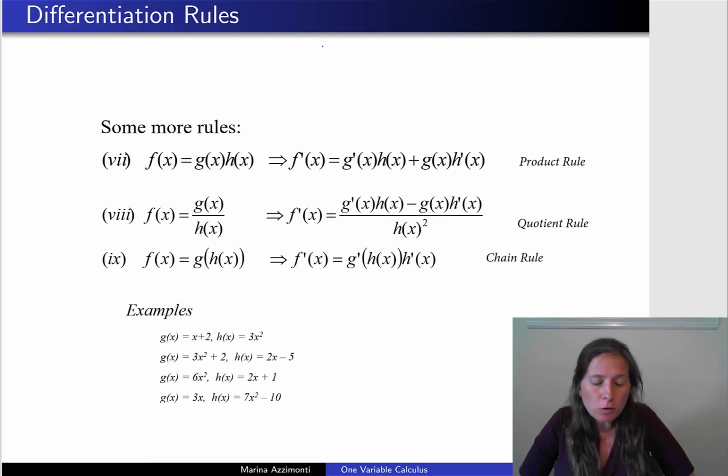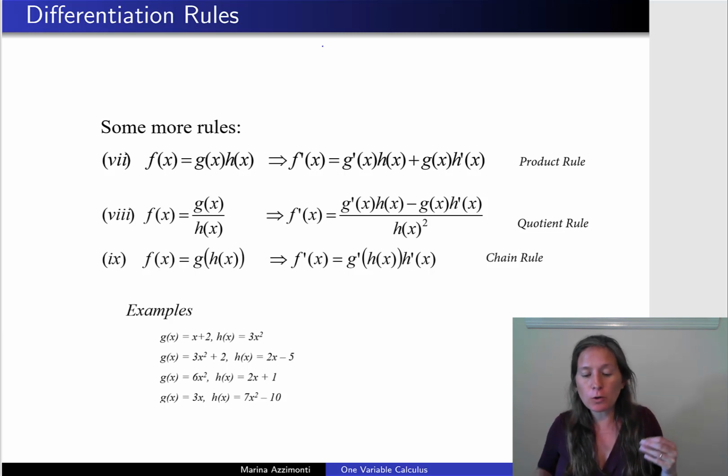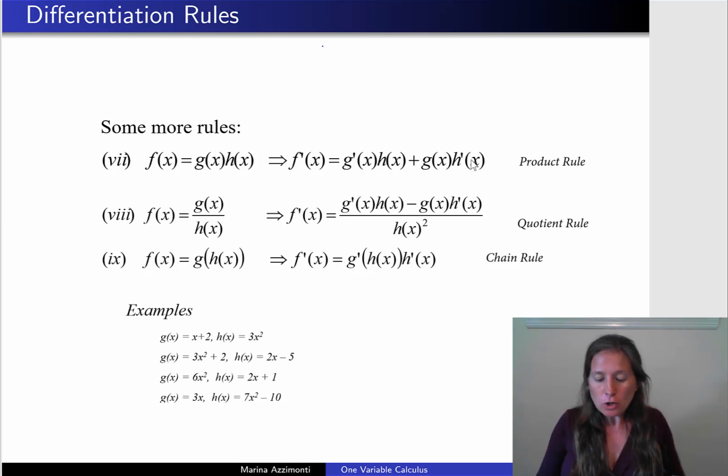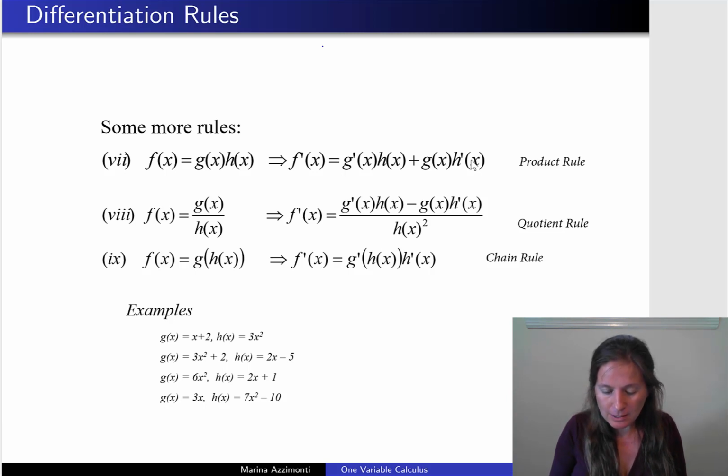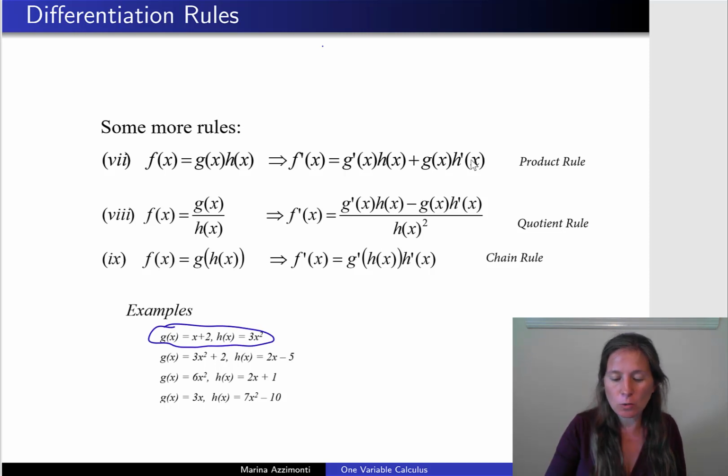So now we'll talk about a few more differentiation rules. There are 3 more rules that you are typically going to be using. The product rule. This tells you that when you have a function f, which is the product of 2 functions, g of x and h of x, the derivative of the product is the derivative of the first function times the second function plus the first function times the derivative of the second function. So let's say we have an example such as the one here, where g of x is x plus 2 and h of x is 3 squared.